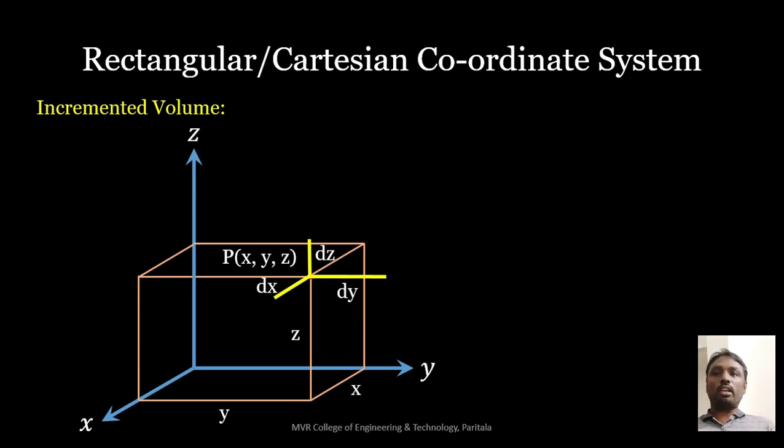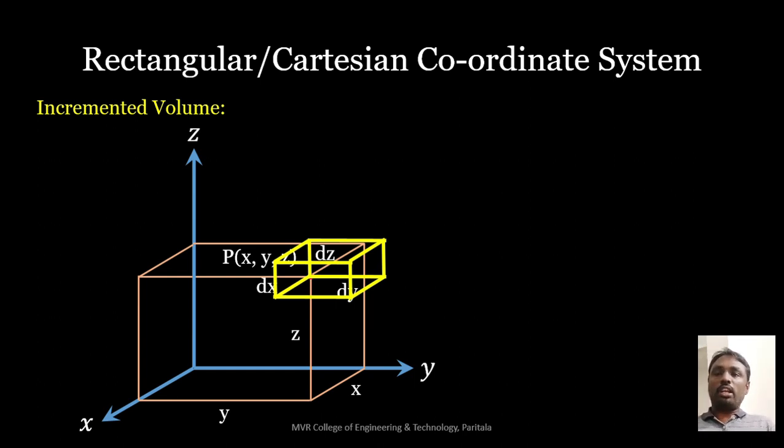Now I have to form a rectangular box by using these three lengths. This is the rectangular box I can form. It was formed by dx, dy, dz. If I can identify the volume of this formed rectangular box, it can be called the incremented volume. Why? Because x is incremented by dx, y is incremented in the direction of y by dy, and similarly z is incremented in the direction of z by dz.